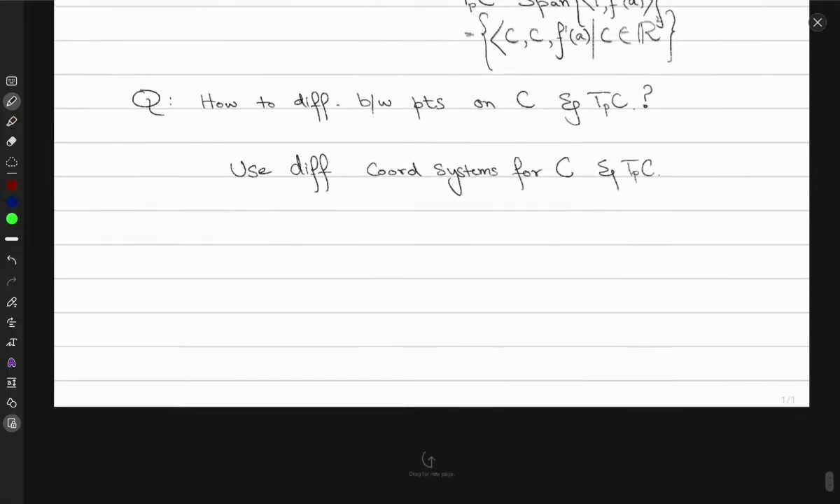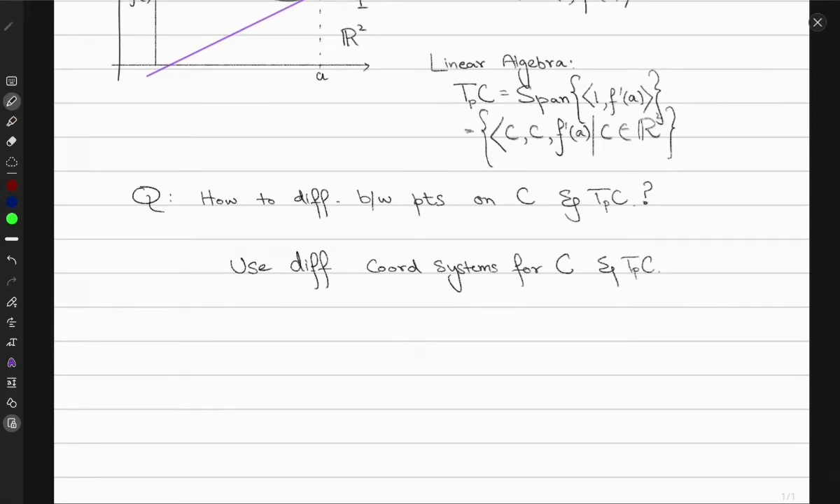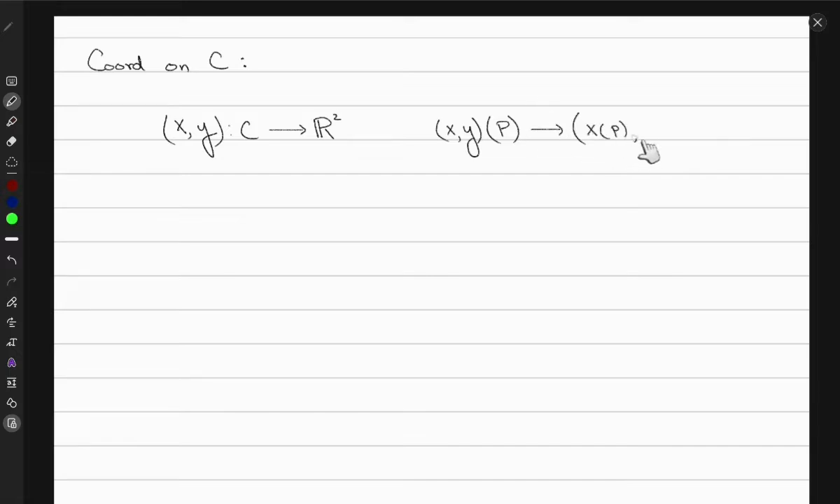So let's begin by defining our coordinate system on the curve C. We'll define our coordinates x and y, and we'll represent them with these brackets, on the curve C. It's a function on curve C that goes to the real number space R2, because we have these two dimensions, x and y, such that if I take x and y on the point P, it gives me the x coordinate at point P and the y coordinate at point P. So this is the definition of the coordinate system defined on the curve C.